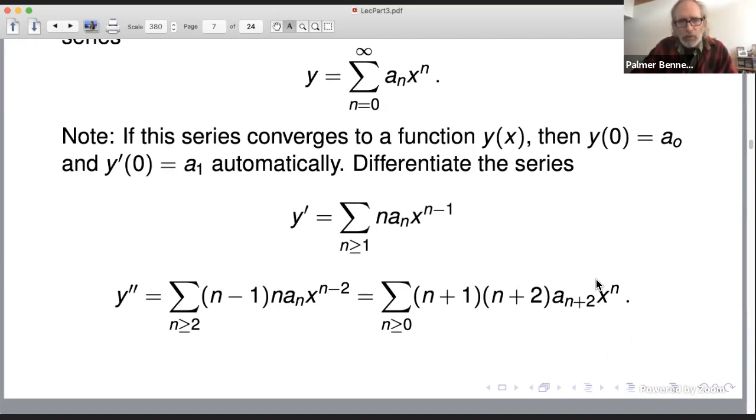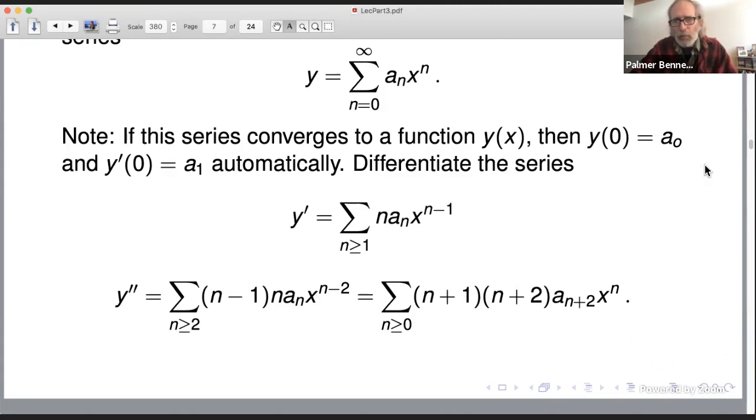And remember, a good check when you do this is to just look at the first term. The first term here, when n is equal to 2, is going to be 1 times 2 times a2 x to the 0. So you just get 2a2 x to the 0. And when you look at the first term here, when n is equal to 0, you're going to get 2a2 x to the 0. If you make a mistake, you'll usually catch it that way.